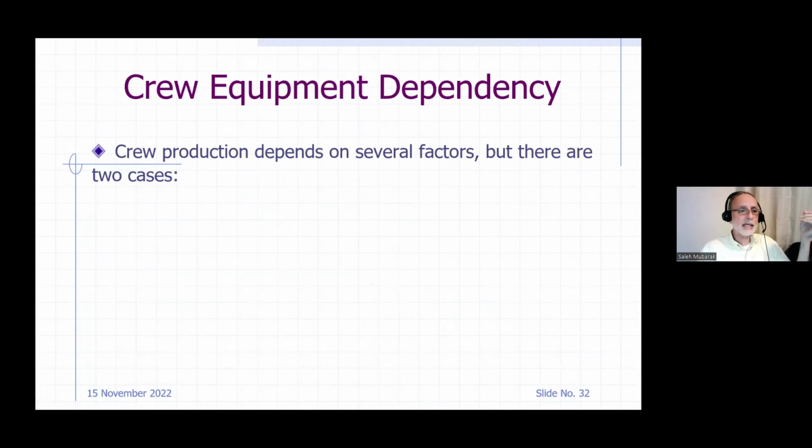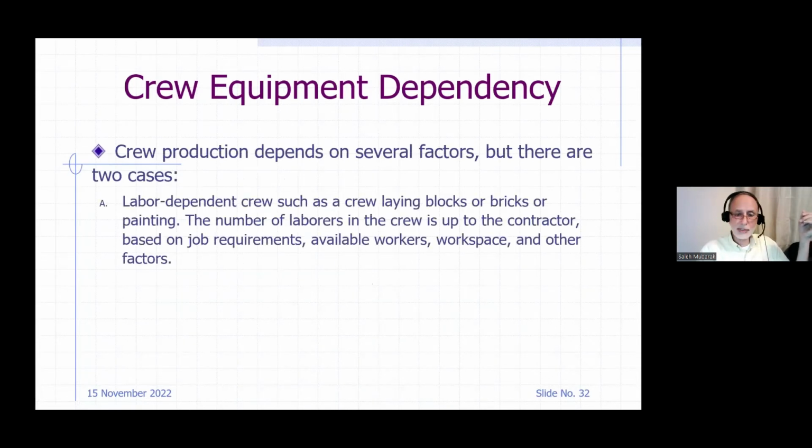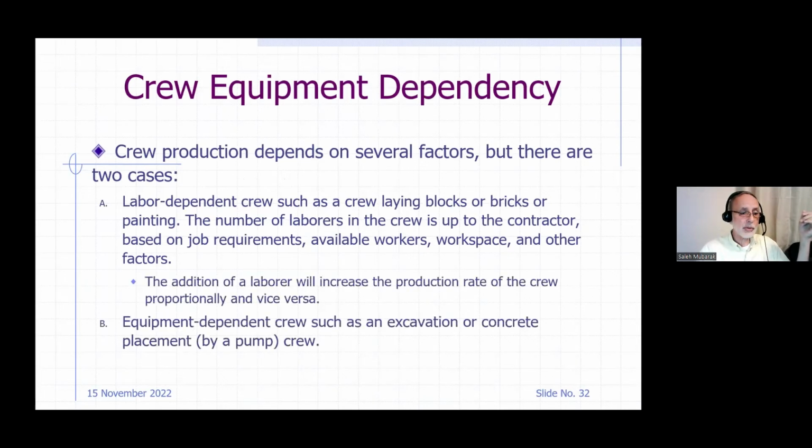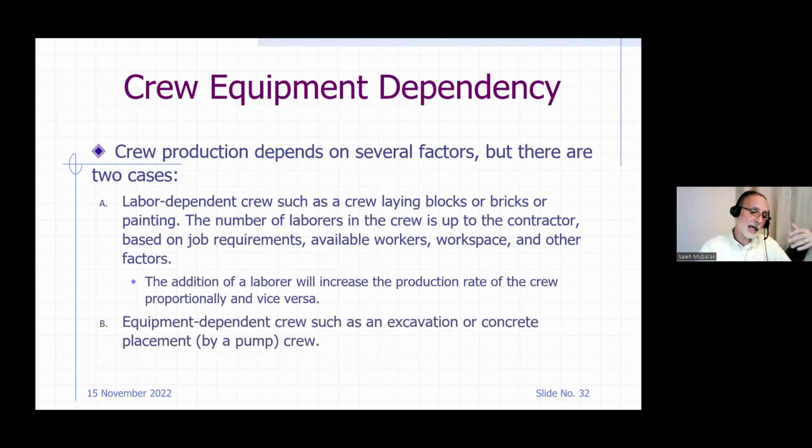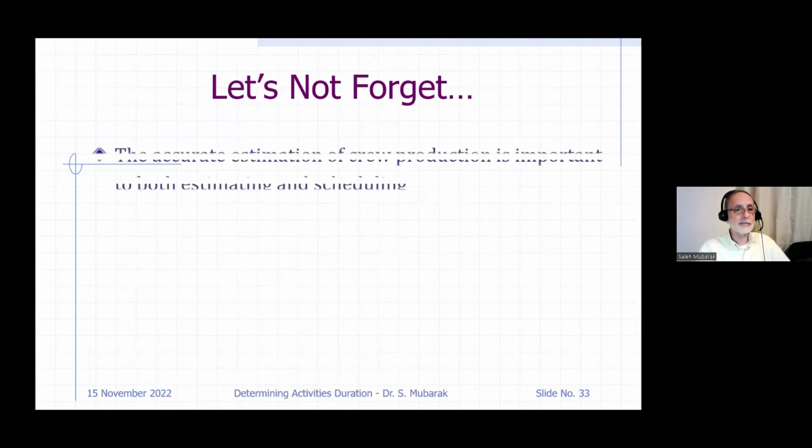All right. The crews are basically 2 types. I have to speed up a little bit. Either labor dependent or equipment dependent. What does that mean? If I have a crew that doesn't use a major equipment, the crew size is up to me. I can make it 2, 3, 4 workers, whatever. In this case, adding a worker will increase the production rate. But if I have a crew that is equipment dependent, such as excavation or concrete placement by a pump, my production rate is restricted to the production of the equipment. So adding a worker will not do me any good.